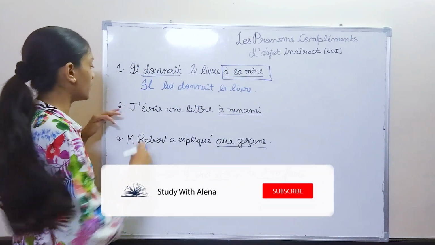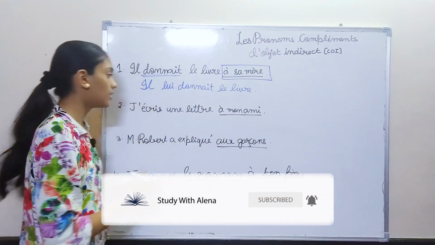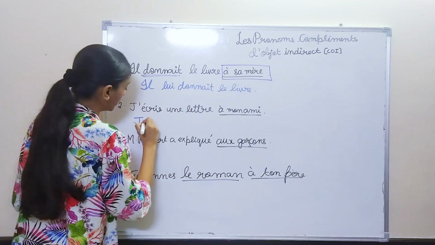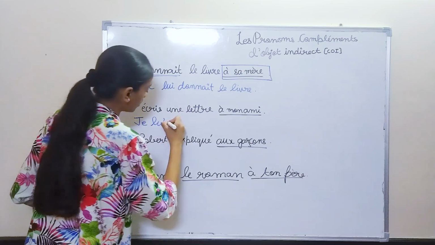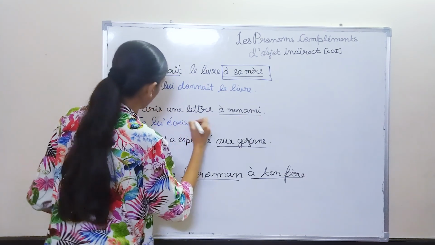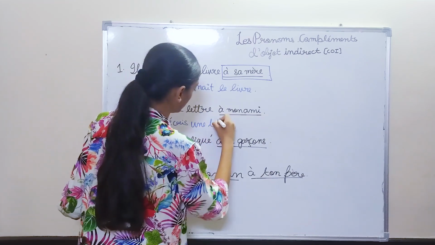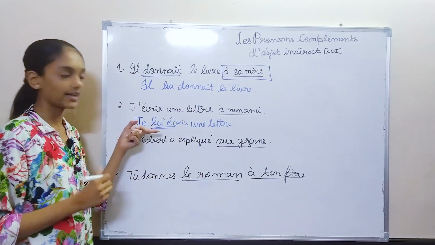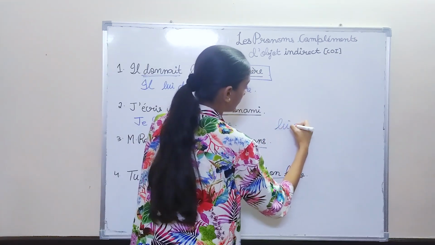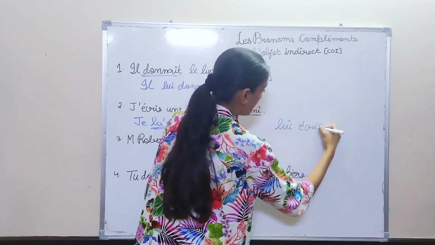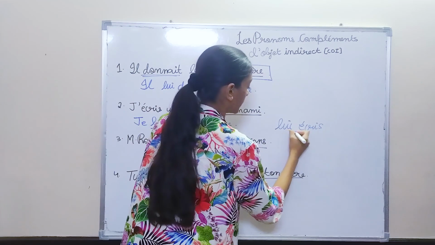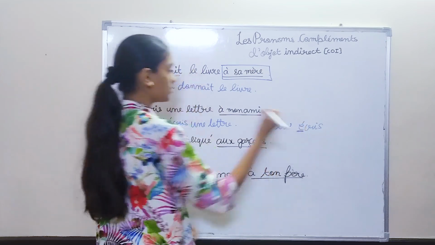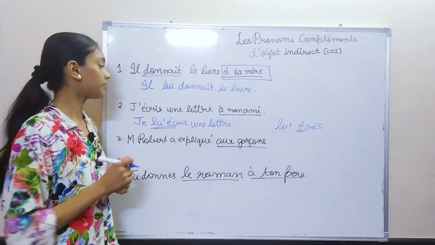Next one: j'écris une lettre à mon ami. À mon ami, again singular, only one verb, so before écris. So, je lui écris une lettre. Just make sure over here, why did I write like this? Because it's actually je lui écris. And when two vowels come together, like here, e and é, then the first vowel gets cancelled and an apostrophe takes its place.